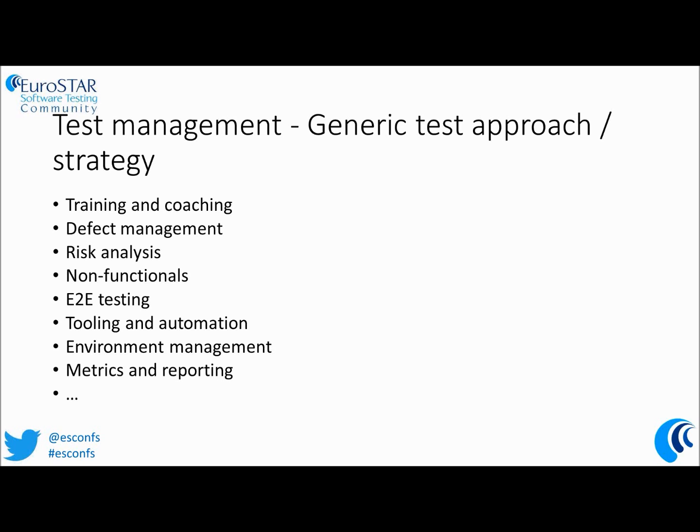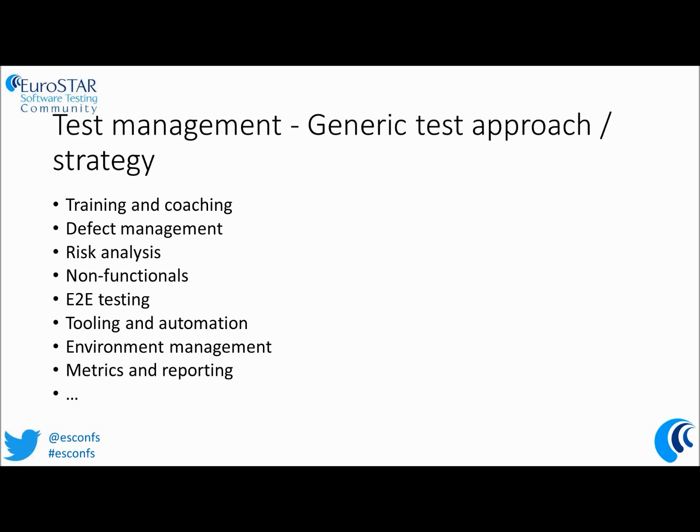Risk analysis, non-functionals. And end-to-end testing is also really important because most of the times within agile processes, end-to-end testing is somewhere in between the sprints. After a lot of sprints, a lot of iterations, then there's enough ready to do an end-to-end test. Only then the next sprint is already coming and new functionality is added. So when do we do this? And how do we do this? We need a strategy or an approach for this.